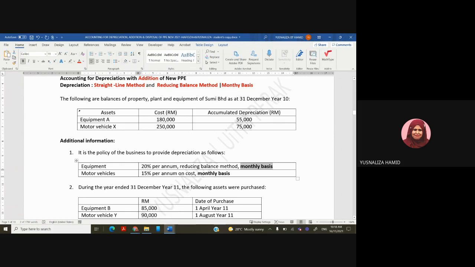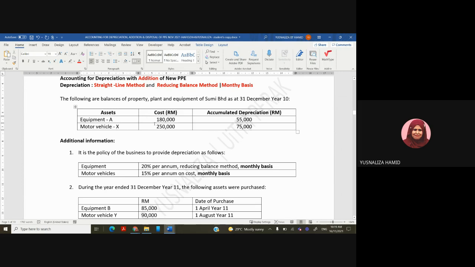So let's look at what you have here: the balances of the property, plant and equipment of Sumi Berhad as at 31st of December, year 10. Year 10 here is not the current year. Year 10 is the record from last year. Here you have the asset, the cost, and the accumulated depreciation of each separate asset. Number one is equipment; there is only one equipment here, equipment A, which is the first PPE. The second one is motor vehicle X.